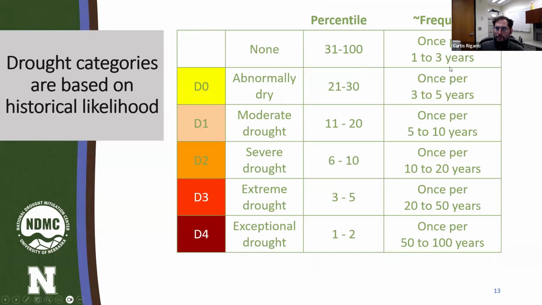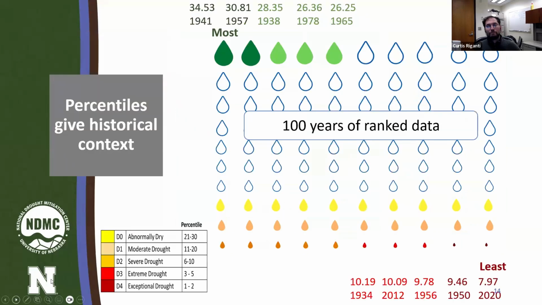So I want to just run through quickly the frequency that you'd expect to see some of these levels. So usually you'll see areas in abnormal dryness maybe once every 3 to 5 years, moderate drought once every 5 to 10 years, severe maybe a once in 10 to 20 year event. Extreme drought is a once in 20 to 50 year event, and exceptional drought, again, is a once or twice in 50 to 100 year type of event. So again, progressively rarer the more severe drought levels you go through.